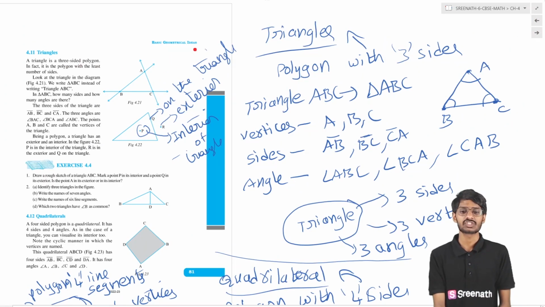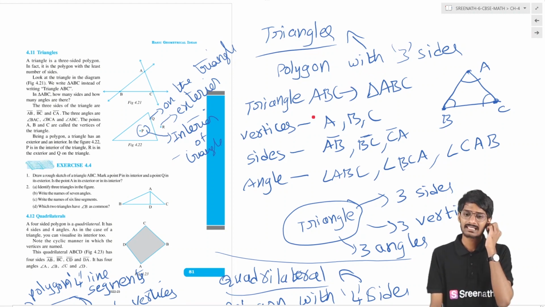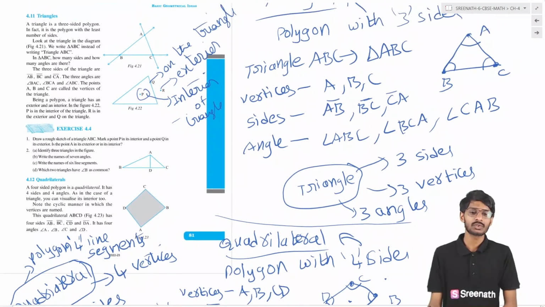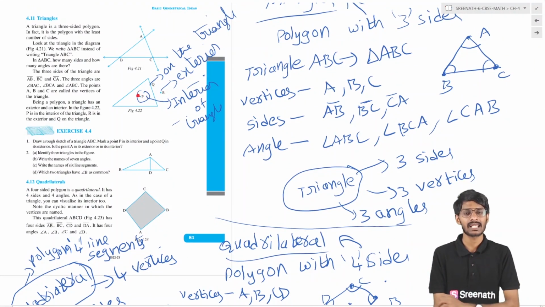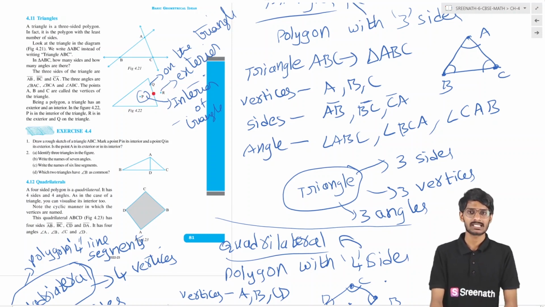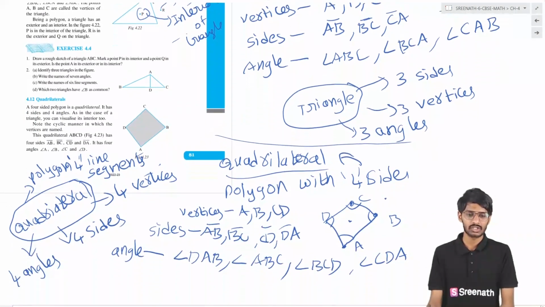Next, about the triangles. Triangles are nothing but polygons with three sides. So a triangle has three vertices, three sides, and three angles. Similar to this, if a point is inside the triangle, we call it the interior, and if a point is outside the triangle, we call it the exterior of the triangle. That is the exterior region.